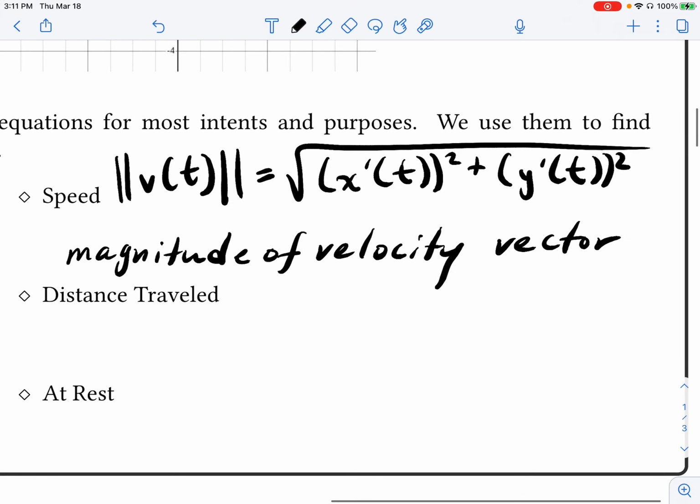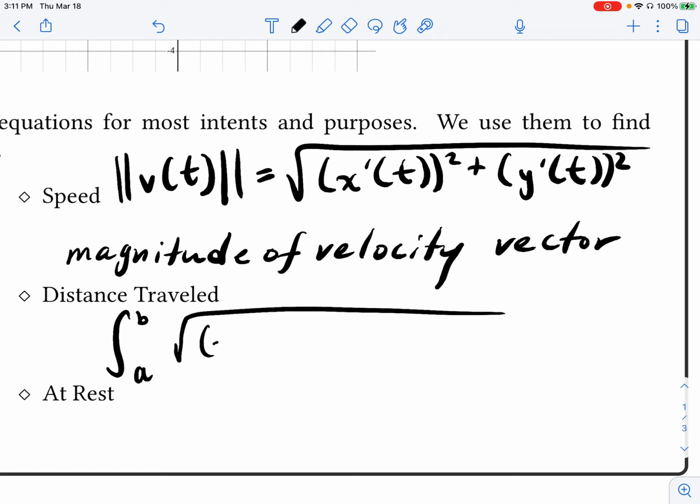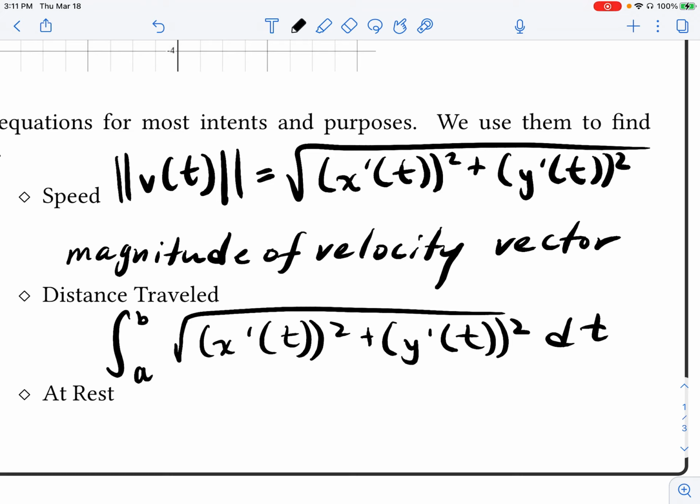For the distance that a particle travels along a plane curve, we can't just use the distance formula because oftentimes these are curves. So we're going to want to use our arc length formula. So we would find the integral from a to b, given our parameters and where we're integrating from, of the square root of x prime of t squared plus y prime of t squared, all of that dt. And again, all of this is just the integral of our speed, if you will.